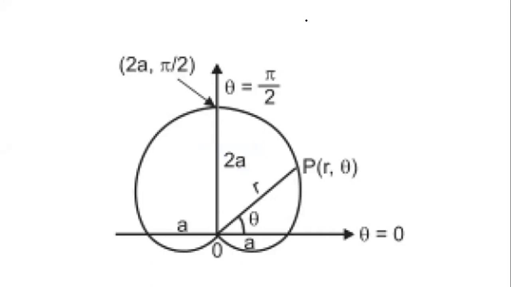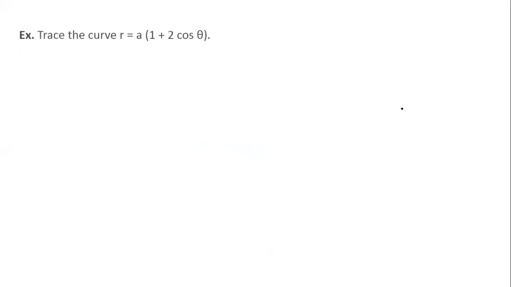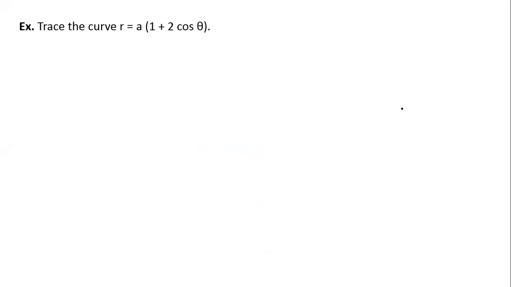Then again we are going to have one more problem, and after that we are going to again see some special type of curves. So here, after this, another problem. Trace the curve r is equal to a times 1 plus 2 cos theta.